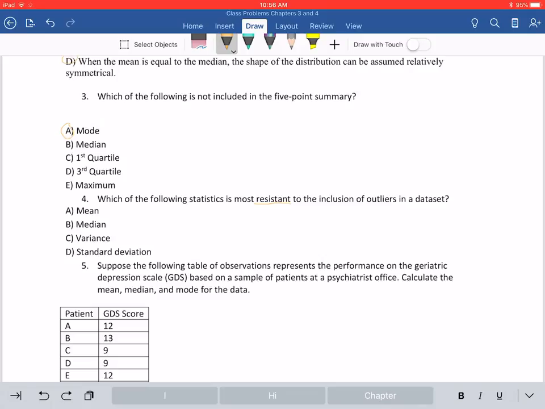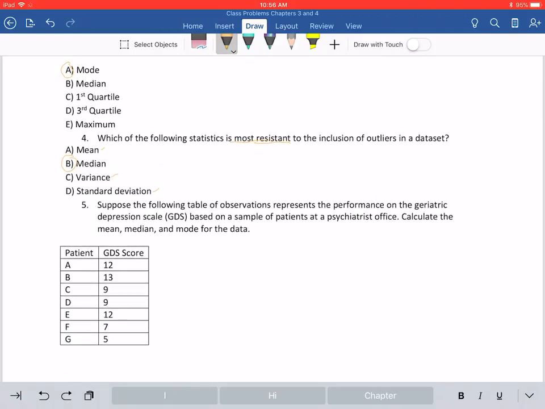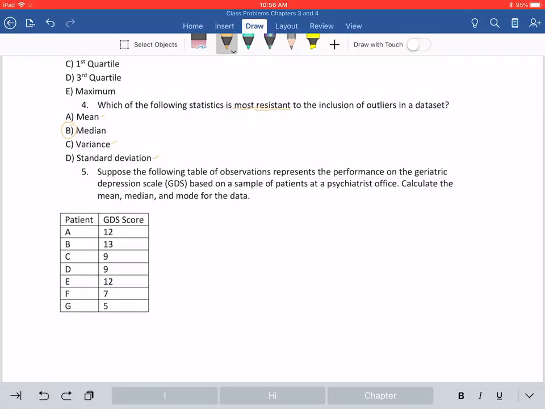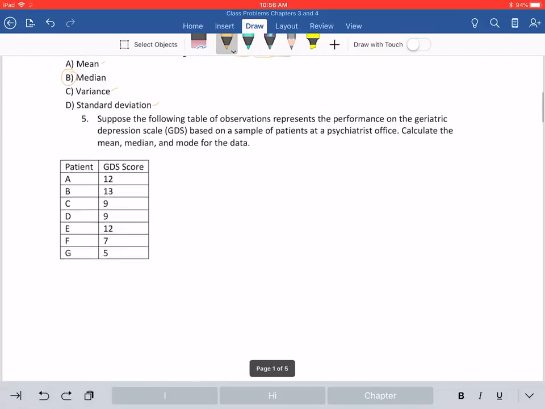Well, mean is used to calculate variance and standard deviation, which are going to include the outliers, and it's going to drastically change it. The one that is most resistant to outliers is the median, right? Because the median is just that very middle number. Doesn't matter how big or really small an outlier could be, the median is going to be just that very middle value there. So it's going to be the most resistant to the inclusion of outliers.